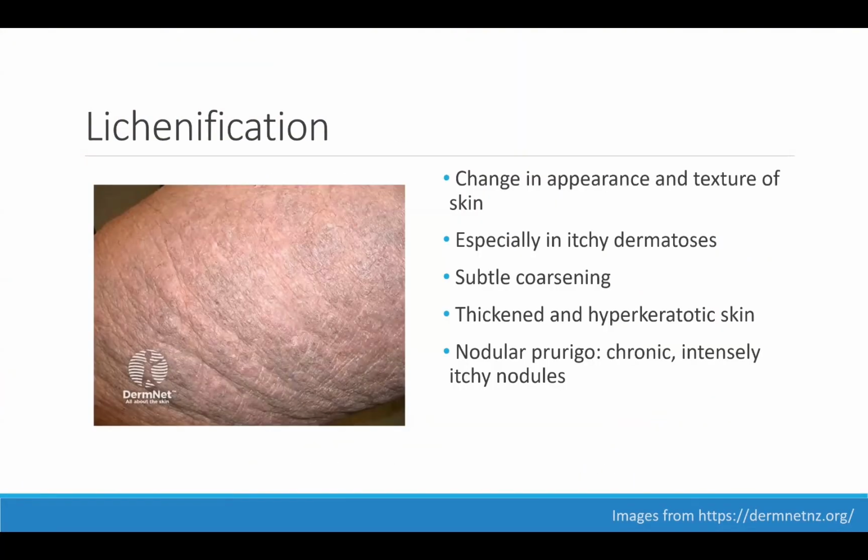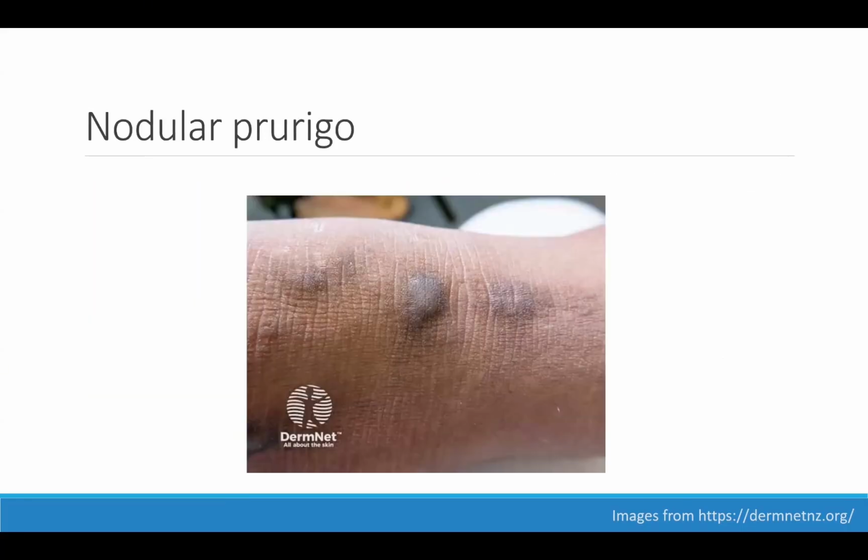Lichenification refers to a change in appearance and texture of the skin, especially in itchy dermatoses. There's often subtle coarsening, leading to thickened and hyperkeratotic skin. Over time, patients develop nodular prurigo, which are chronic, intensely itchy nodules. And this is a picture of nodular prurigo.